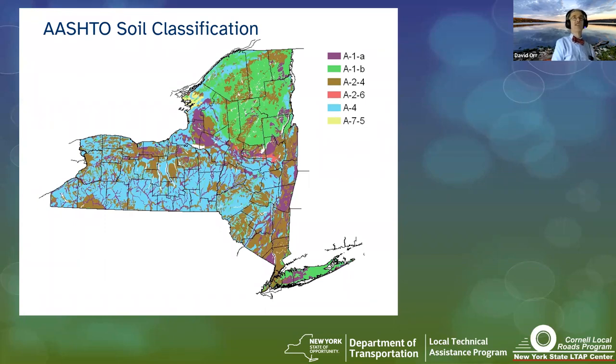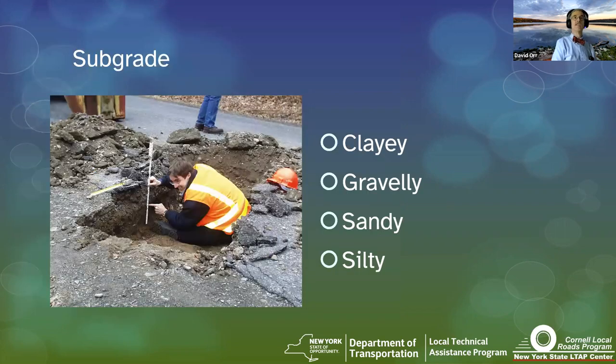And if you start looking around New York State, what you're going to find is almost all of New York State falls into one of two categories. It's either going to be silty, okay, or it's going to be sandy, okay? There are parts of the state that are gravelly, Adirondacks, and there's a few pockets of clay, but by far the dominant player here in New York, outside of Long Island, is silty.